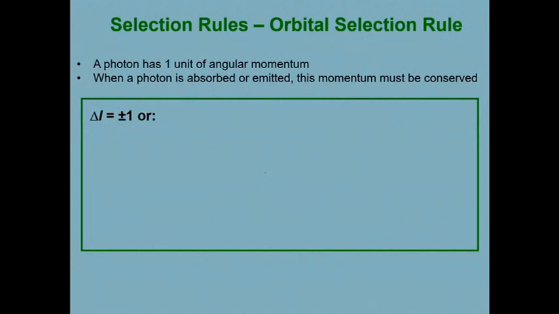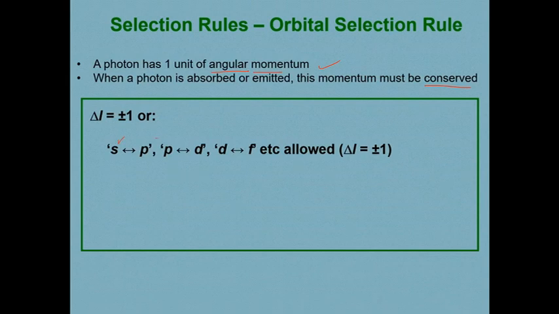Similarly, the orbital selection rule: a photon has 1 unit of angular momentum. When a photon is absorbed or emitted, this momentum must be conserved. So it is conforming to the conservation of momentum. So delta L is for the orbital. You have S, P, D and F orbitals. So your transition should be changing from S to P, P to D and D to F.